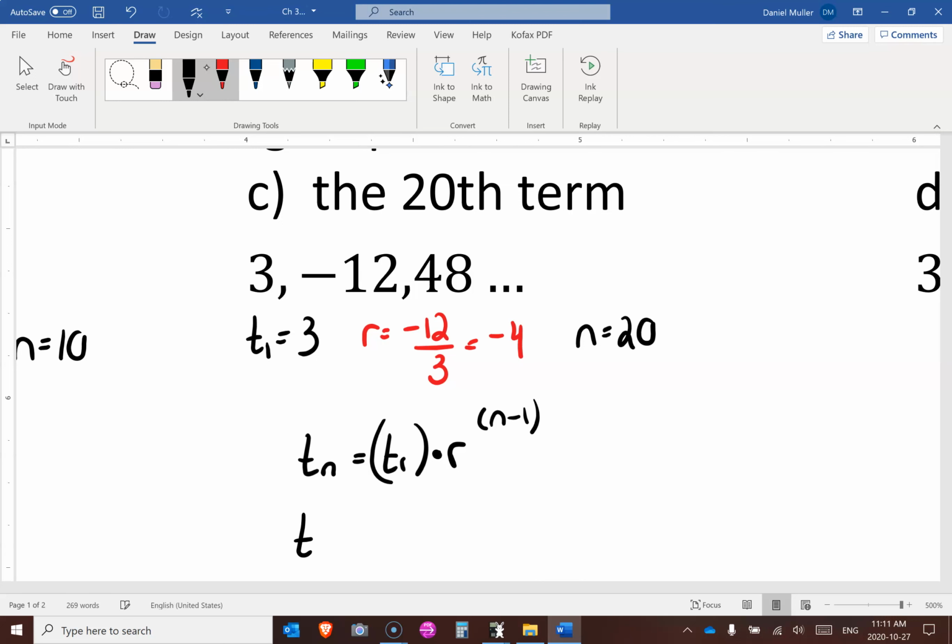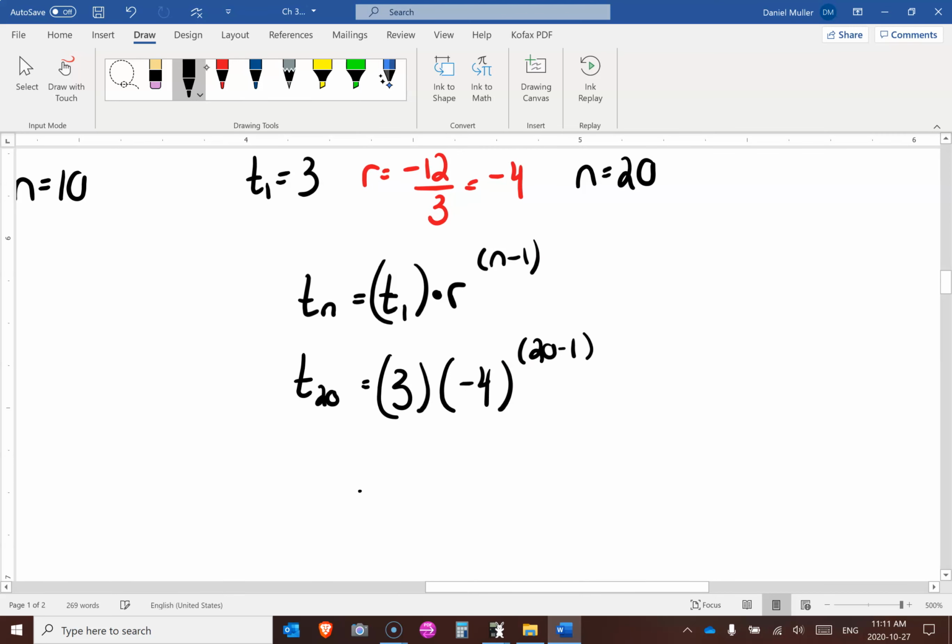So T20 is equal to 3, our first term, and then our R is negative 4 to the power of 19, so 20 minus 1. So remember, don't multiply the 3 and the 4. Leave them separate because you have to do BEDMAS. So negative 4 to the 19.